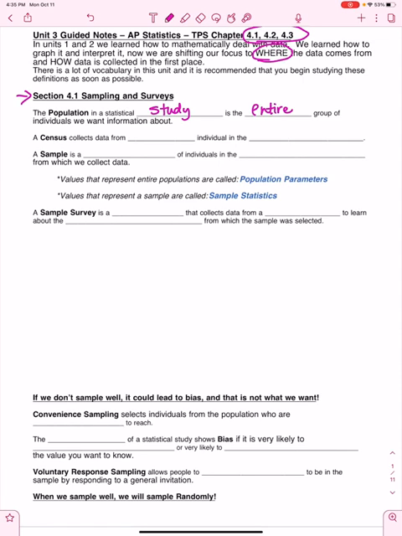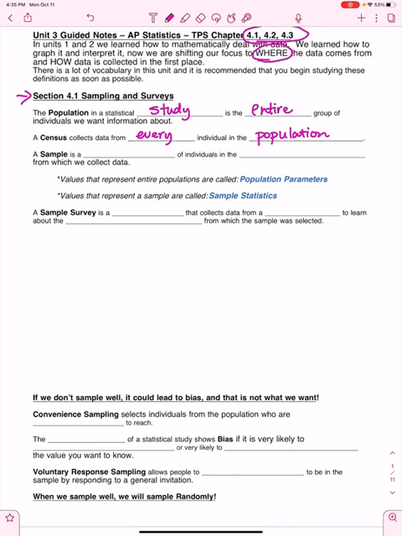And remember, a census means the same thing it always means. A census collects data from every single individual in the whole population. Depending on how big the population is that you're interested in learning about, a census can be very daunting. It can be very time consuming, and it can be very costly. So a census is not always a great idea, depending again on how big your population is.